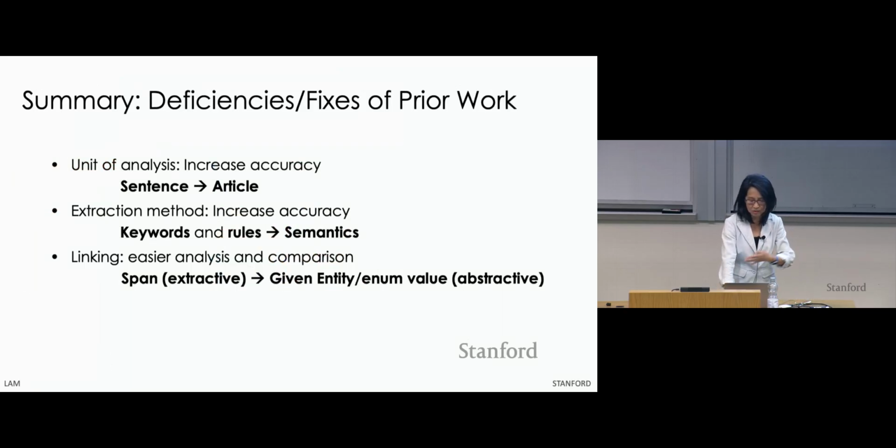So the summary here is that obviously, we cannot take sentences. We have to go to articles. We cannot just use keywords and rules. We have to do semantics. That's taken care of roughly by LLMs. Nobody's doing keyword and rules matching anymore. But more importantly, we have to work on linking so that we can do analysis, we can do comparison.